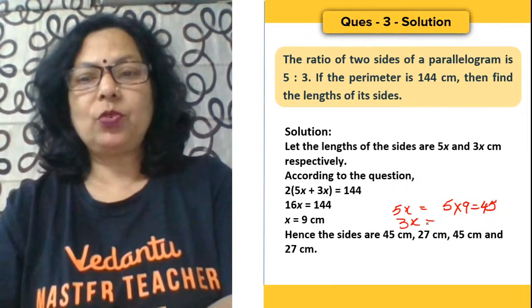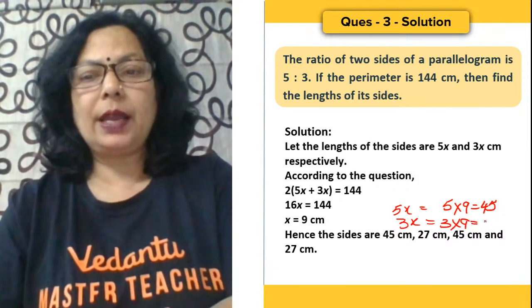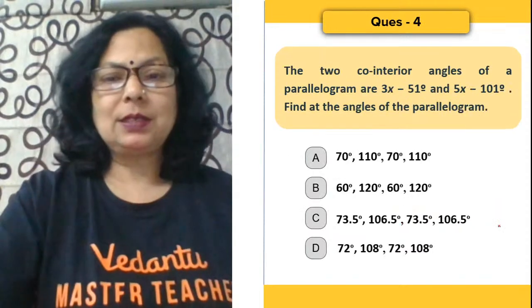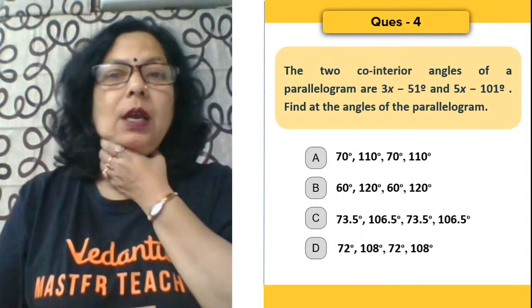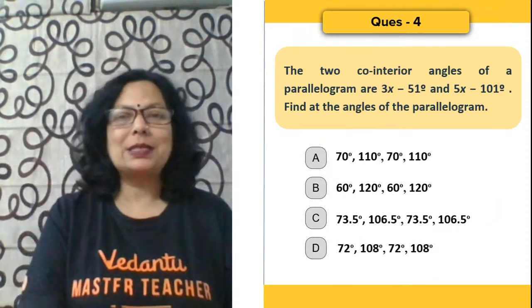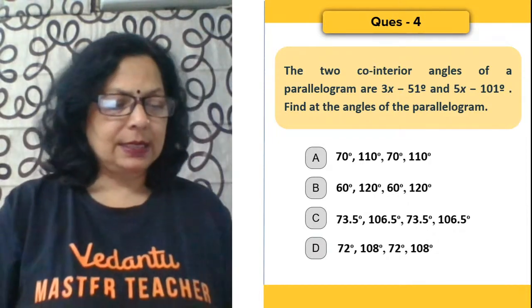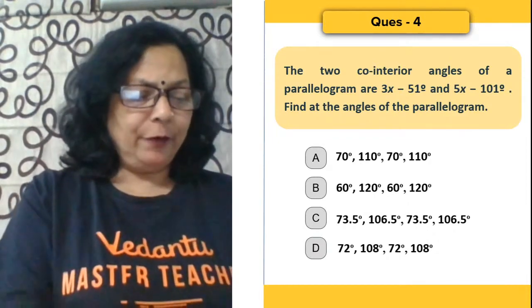The other side will be 3x, 3 into 9 is equal to 27. Great. Now, let us move to quiz number 4 so fast. Yes, please stay till the end.